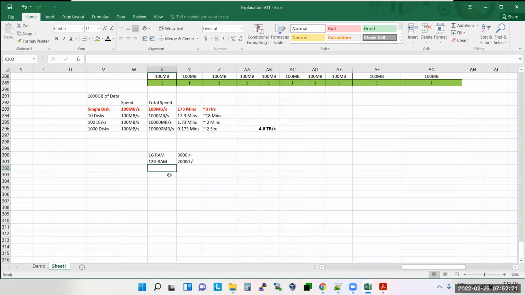If you want performance, suppose you feel that my 1 GB RAM is fine for me, even though it is slow, I am fine. Even if it takes 2 seconds to type one word, I'm fine with it. Then I will go with this 3000. But if I type slowly, my girlfriend will not accept. In that scenario, I will go with the second.